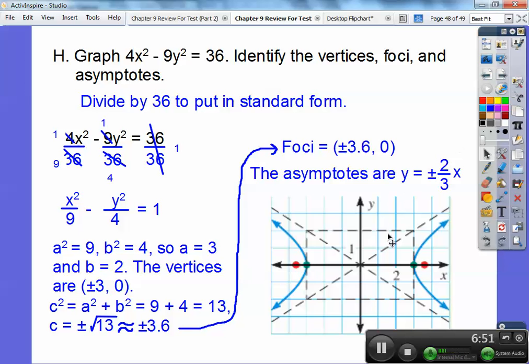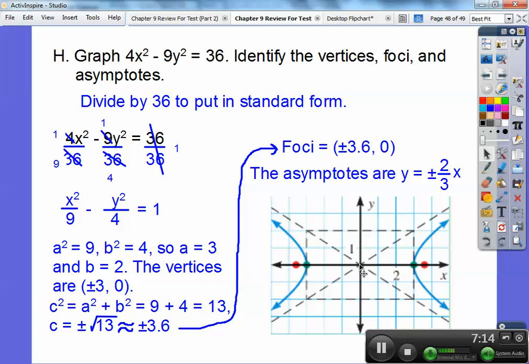And so let's talk about this for a second. Okay, so here's my plus or minus. Here's the vertices, the green guys. This is -3. This is +3. That's my vertices right here. And this red guy is my 3.6-ish. So my focus points are plus or minus 3.6. And the asymptotes are these dotted lines right here.